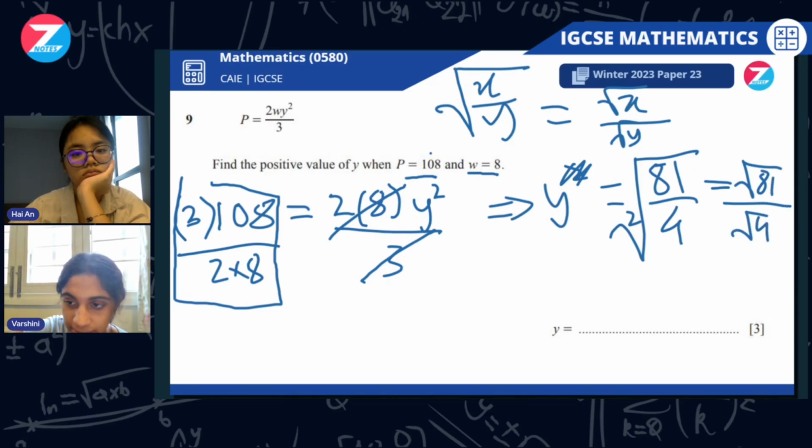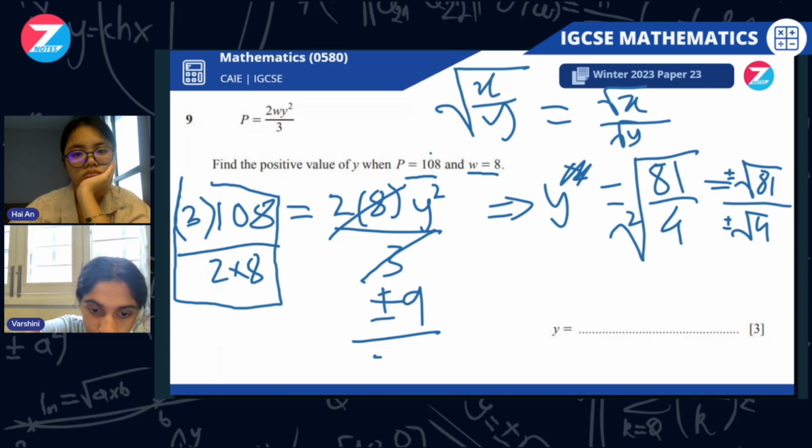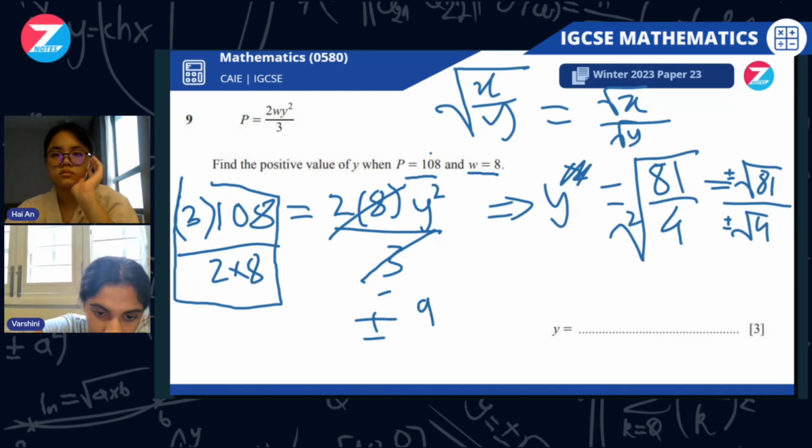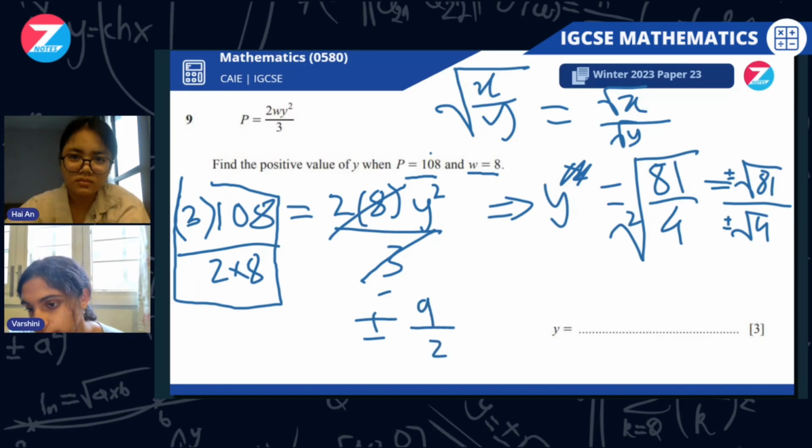Okay, we know 9 squared is 81, so the root of 81. And we also know that it's not always plus, it's plus minus, because minus 9 into minus 9 could be 81, and so could plus 9 into plus 9. So on the top we get plus minus 9 divided by plus minus 2, or we can rewrite this as plus minus 9 by 2, because we know that 2 squared equals 4.